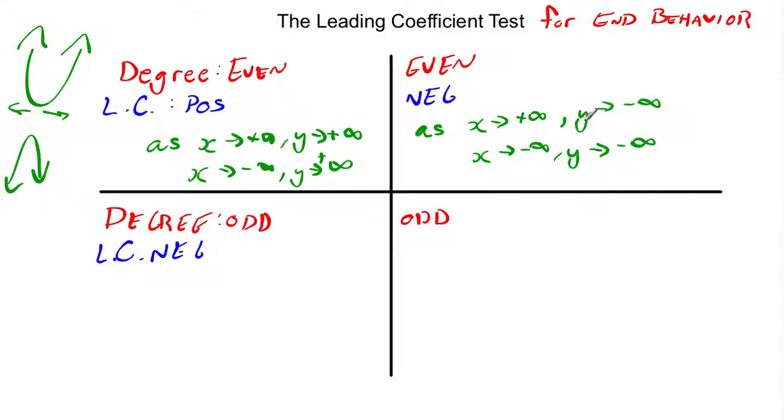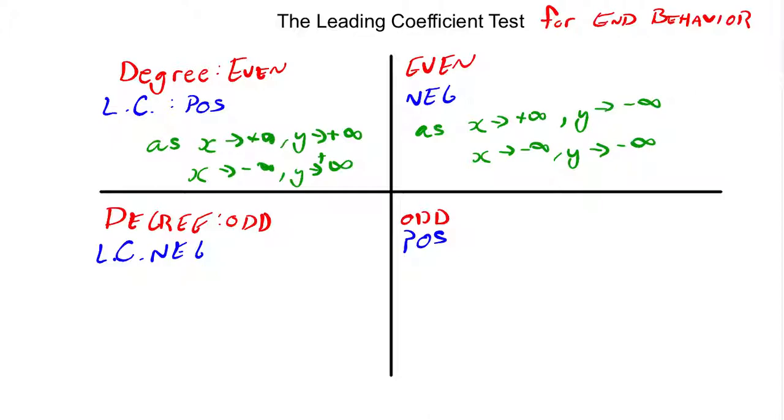So you can see that as long as the degree is even, if the leading coefficient is positive, y is going to positive infinity in both directions. If the leading coefficient is negative, then y is going to negative infinity in both directions. And if you ever get confused about this or stuck, think about a parabola. A parabola is a great example.